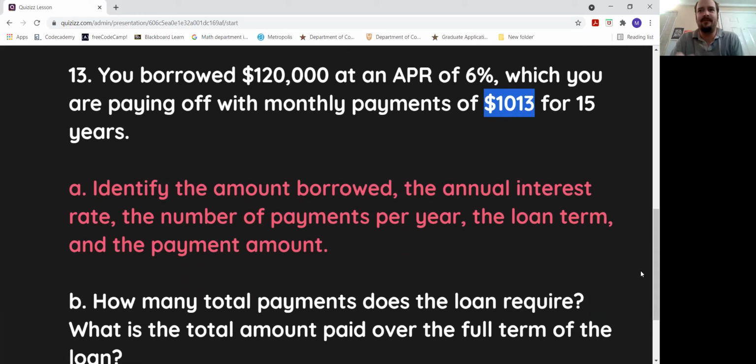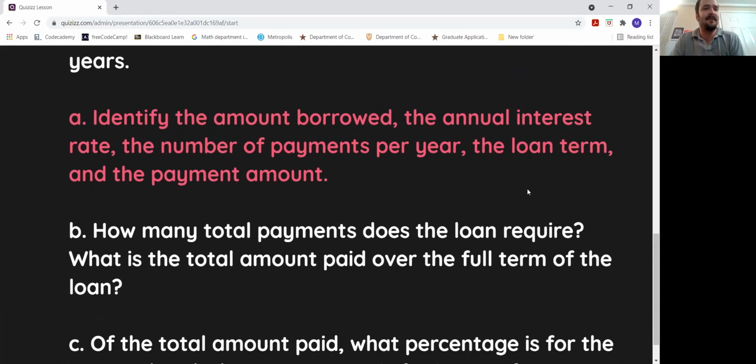And if you plug this information into the formula, you do get this number. I didn't realize they're giving us the payment at first, and I did that. So sometimes if you read the problem, you save yourself some work.